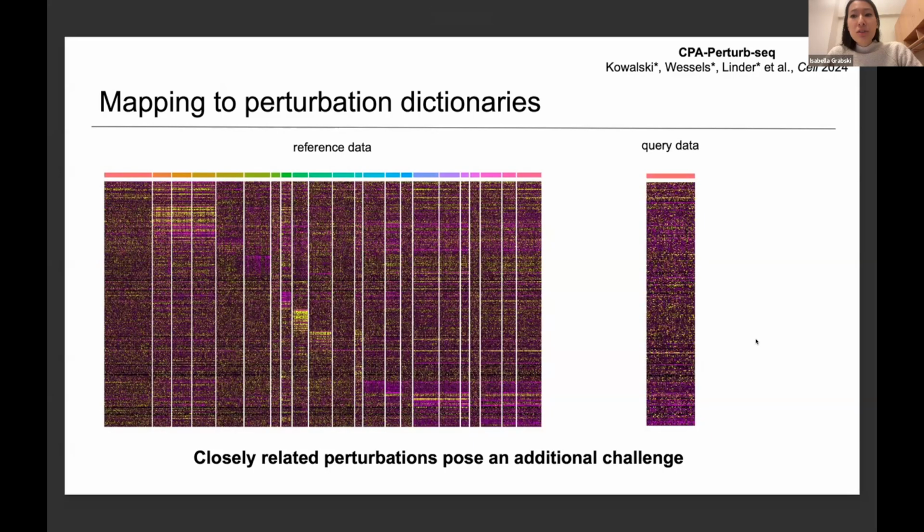But now let's say we have this new set of query cells. This time, the signal is much less clear, and it really looks like they could have received any of these three perturbations. Closely related perturbations, such as members of the same complex, can have extremely similar RNA fingerprints. So an effective mapping method needs to not only account for noise and high dimensionality, but to also report uncertainty among closely related perturbations if we don't have enough confidence in any individual match.